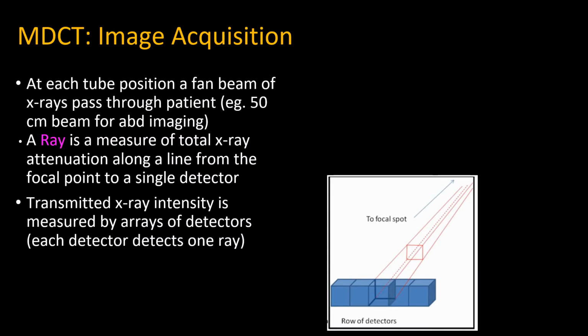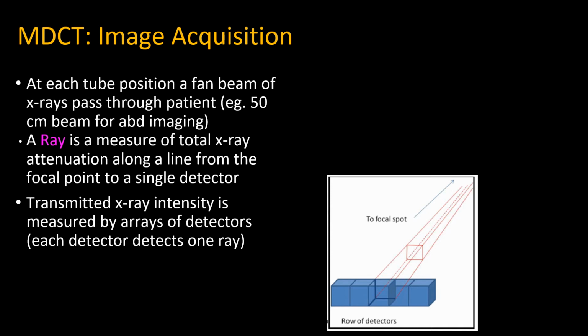So to acquire an image, we have a certain size beam of X-rays passing through the patient. For abdominal imaging, that beam is typically around 50 centimeters. A ray is a measure of the total X-ray attenuation along a line from the focal point to a single detector. Each detector detects one ray.